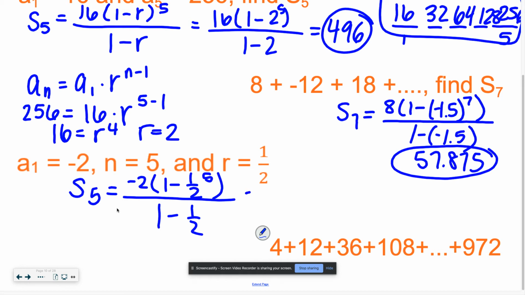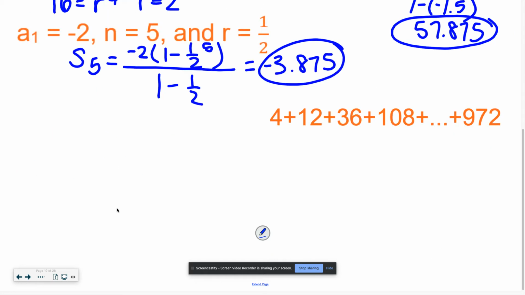So this one I end up with negative 3.875. And another one that you could start with negative 2, keep multiplying it by 1/2 until you get to the 5th term. So the problem in this last one is that we don't know what our n value is.